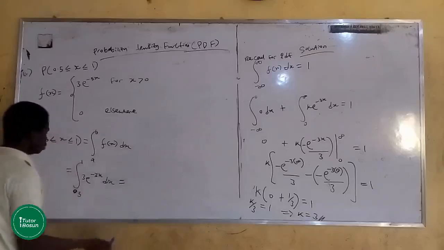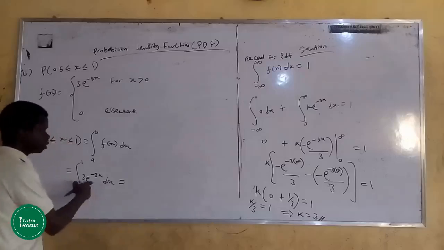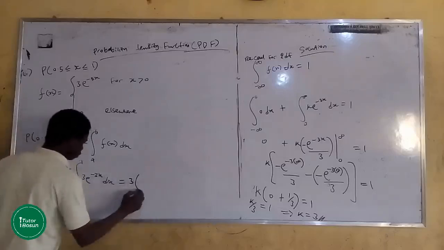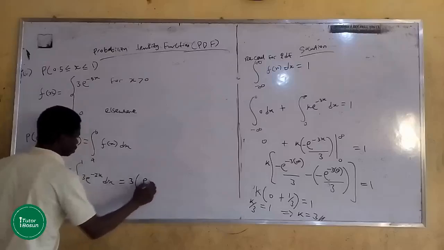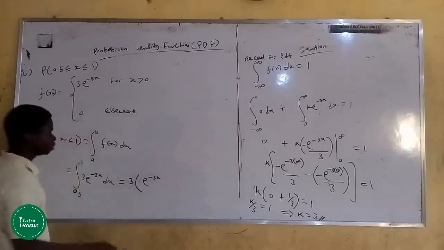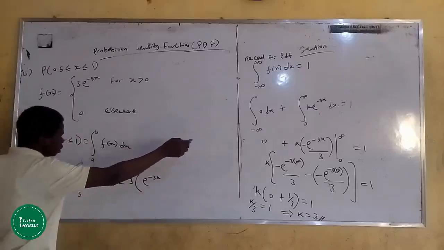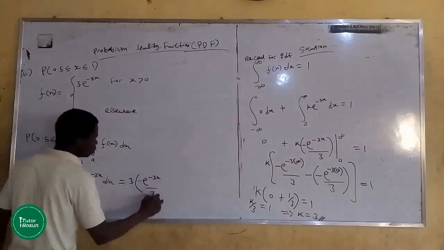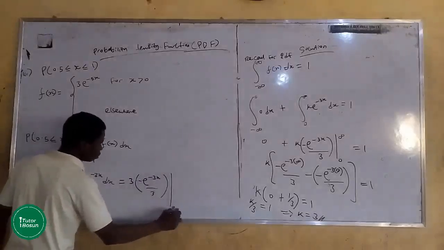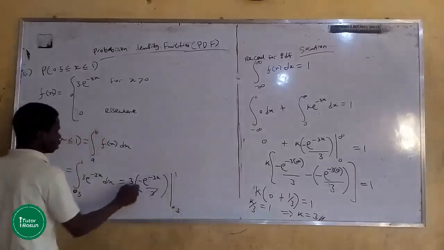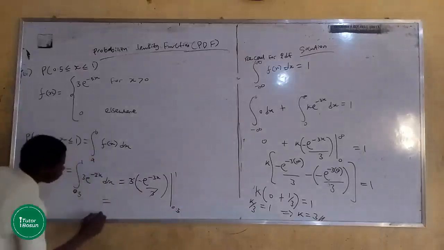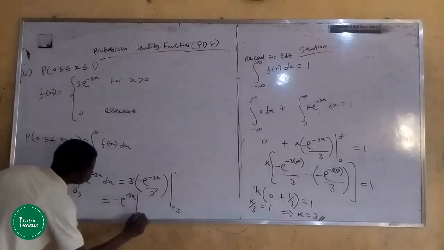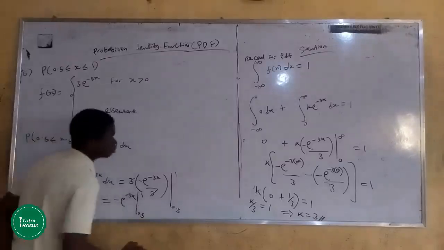Solving this, when we integrate, we have a constant, so you can break the constant 3 out. You can have exponential minus 3x over minus 3, just like we differentiated the other one. Then you can bring the minus here: minus exponential minus 3x over 3 from 0.5 to 1. The 3 will cancel the 3, and you will be left with minus exponential minus 3x from 0.5 to 1.